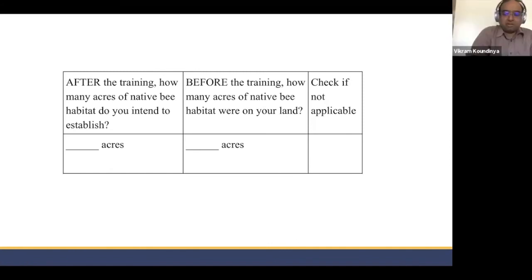Kit, you have a question. Can you explain response shift bias again?